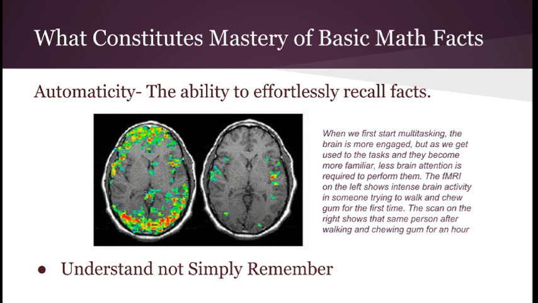We also want our students to reach a certain level of automaticity. We want them to effortlessly recall facts so that the math facts don't get in the way of their higher level thinking. Below is a picture of an MRI. On the left-hand side, we have a brain of a person who is walking and chewing gum for the first time. On the right-hand side is an MRI of a person who has been doing both tasks for a long time now.